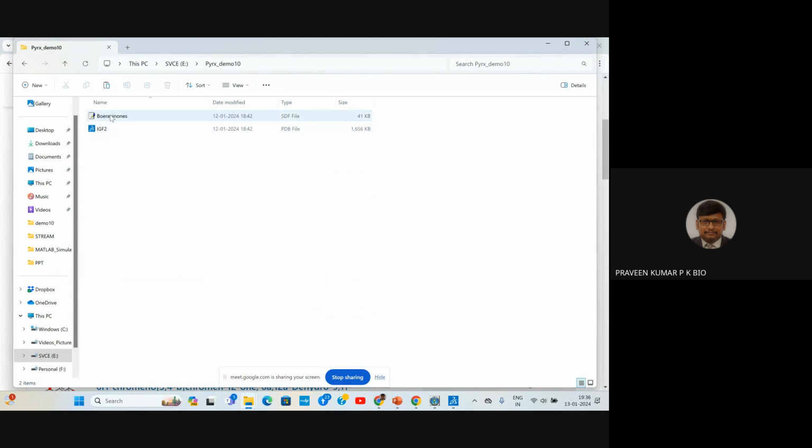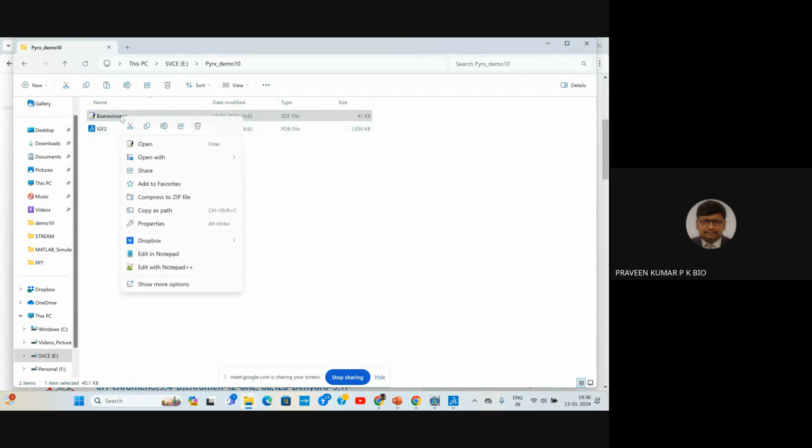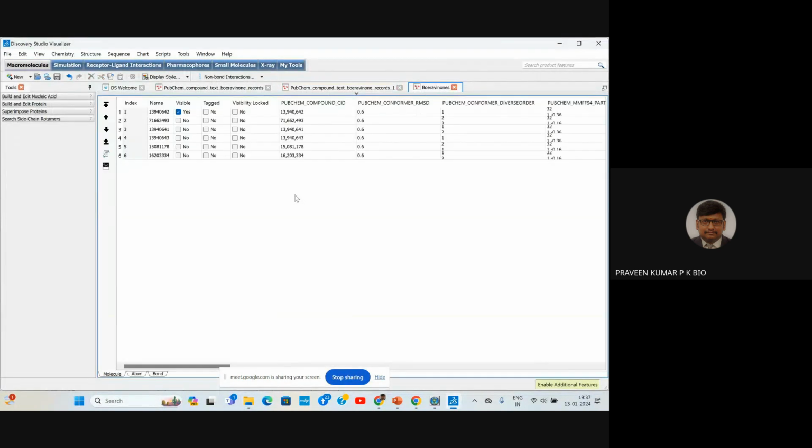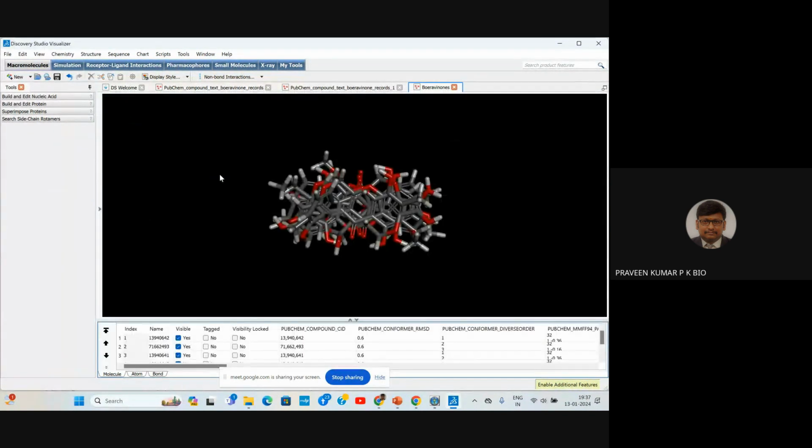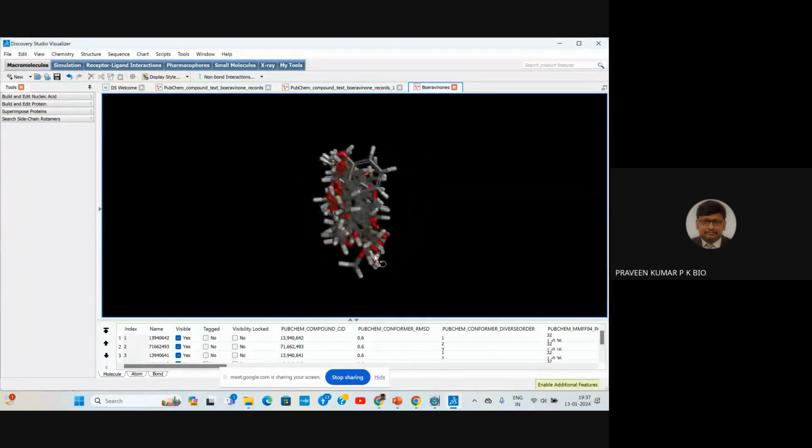I have only 2 files. One is the ligand file and another is the receptor file. So the first step is to download the ligand in SDF format. Now I'm going to open it and show you what I have in the ligand. In the ligand I have 6. So when I downloaded it at that time I got these 6. I don't know what the problem is this time. So I got the 6 ligands.